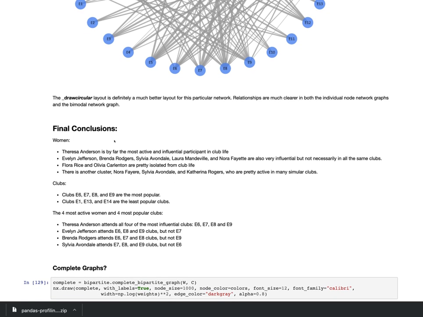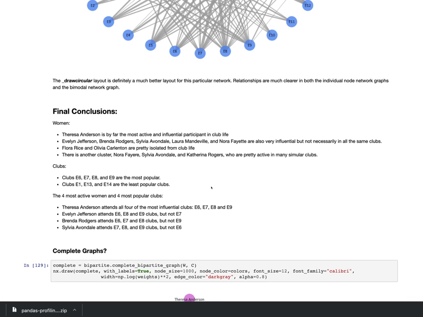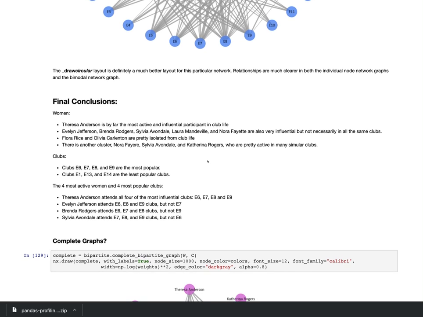So let's see. Conclusions, basically Teresa Anderson, as I said before, is the most active and influential, followed by Evelyn, Brenda, Sylvia, Laura, and Nora, who are all also very influential, but not necessarily all in the same clubs. And then there are 2 women, Flora Rice and Olivia Carlington, who are not as well connected as the rest of the ladies. And again, we had 2 kind of clusters where we had 2 separate groups of influential women.